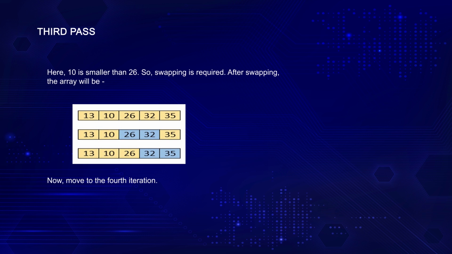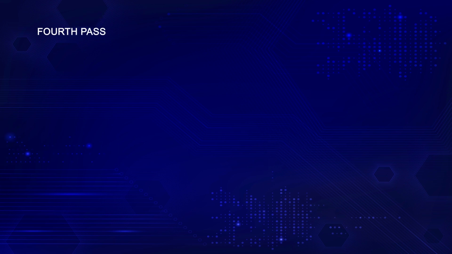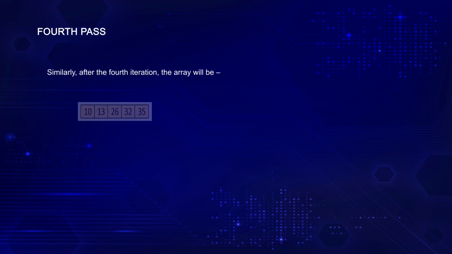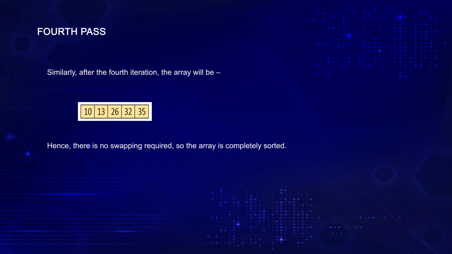Again we need to compare these two elements, 26 and 32, though there is no need to swap because 26 is smaller than 32. After this, again the last two elements will be compared, that is 32 and 35. So again no need to swap because 32 is smaller than 35. So this is the end of the third pass. So we will move to the next iteration, that is the fourth iteration. The fourth pass, similarly, after the fourth iteration the array will be like 10, 13, 26, 32 and 35. Hence no swapping is required, so the array is completely sorted.